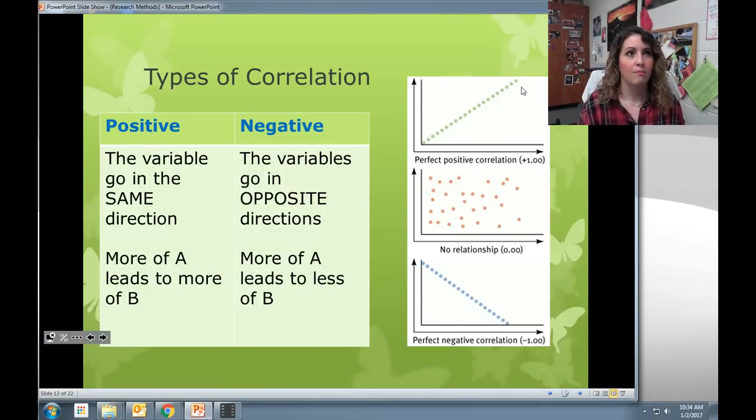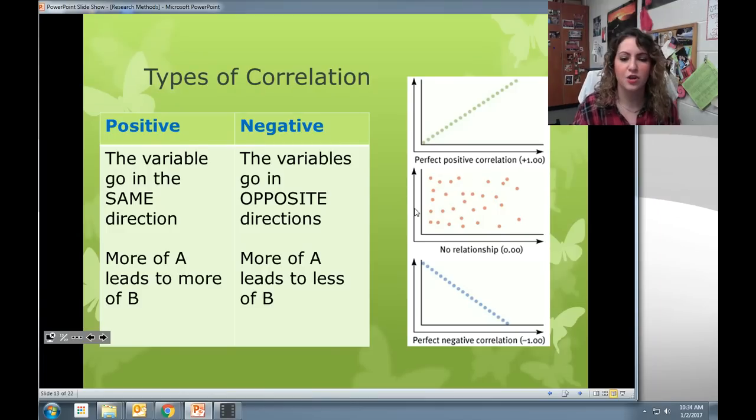Like more alcohol will lead to less memory retention. Less alcohol will lead to more memory retention. That's a negative relationship. More of A leads to less of B, and less of A leads to more of B. So the variables are going in opposite directions. And you can show that with a negatively sloped line on a graph. Whatever's on the X and Y axis is going to be negatively related.